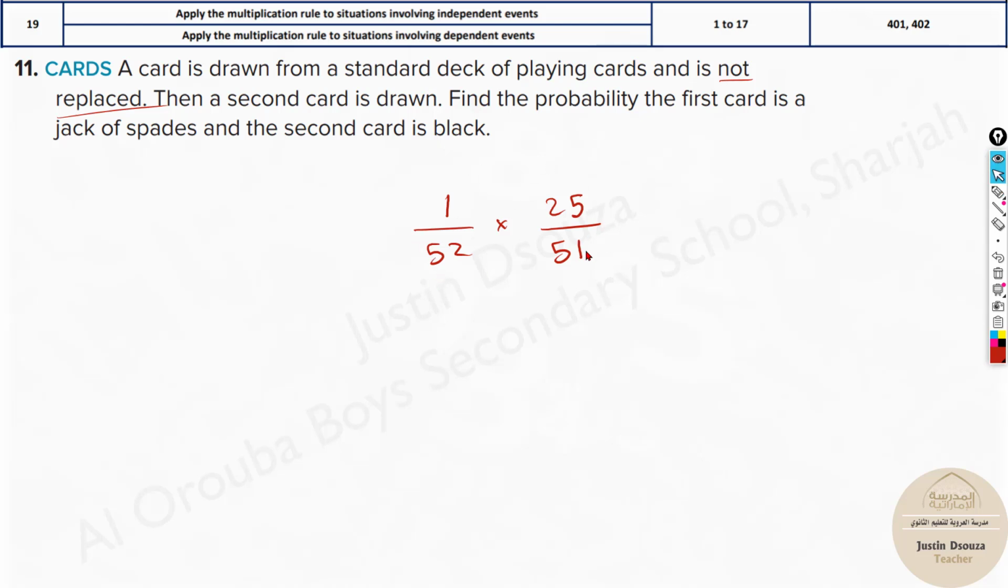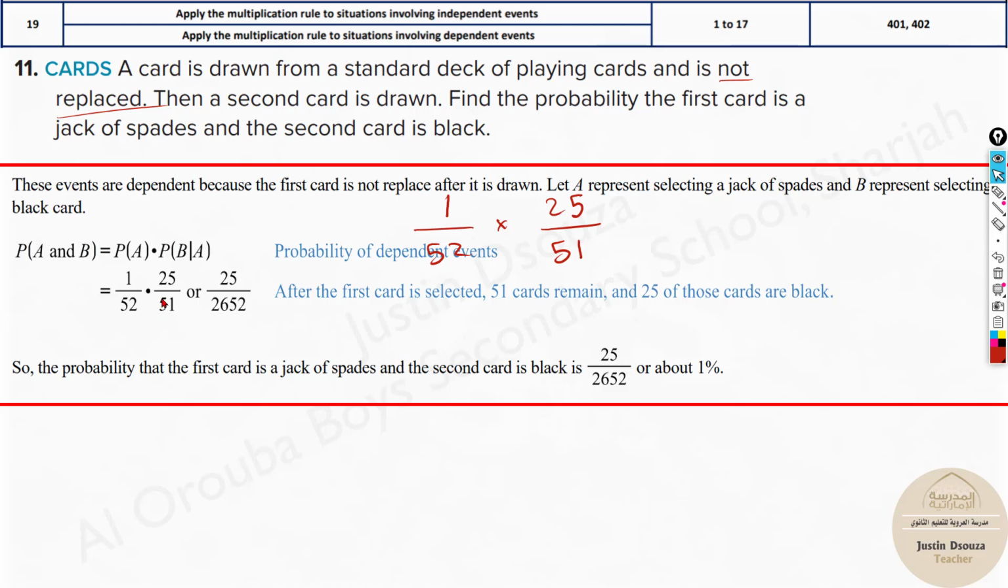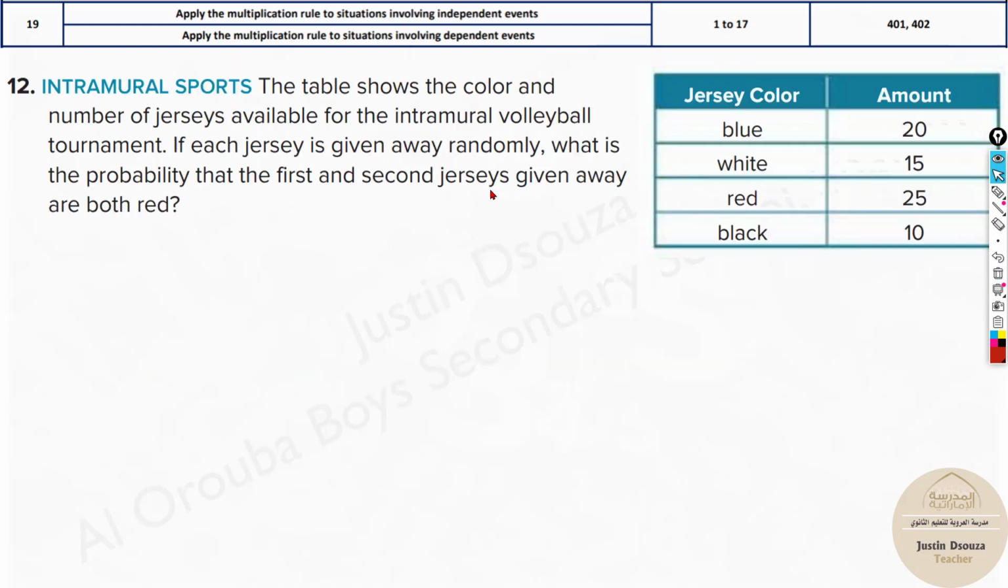So it's 1 by 52 into 25 by 51. That would be the answer. So it's 1%. And now here we have a table. It's the same thing, similar problems.